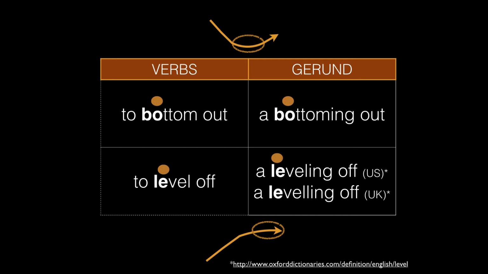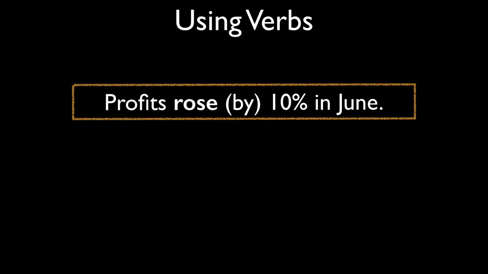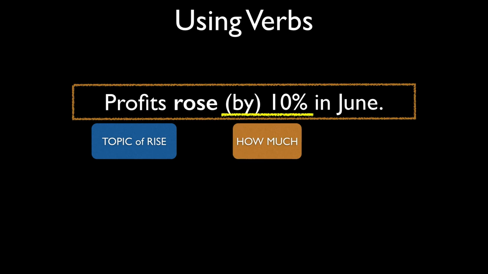So let's look at usage. Now it's nice and simple to use the verb. For example, profits rose 10% in June, or profits rose by 10% in June. As we saw in video 1, here we're putting the topic of the rise first. So the topic of the rise is the subject. Profits comes first. How much we can put after the verb, either with by or without by.